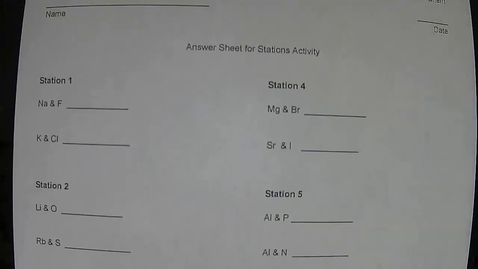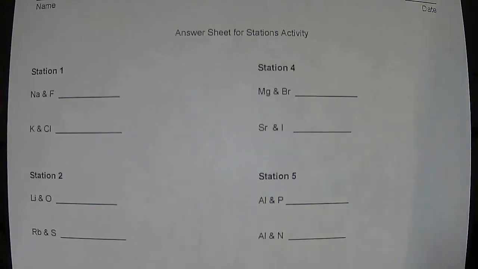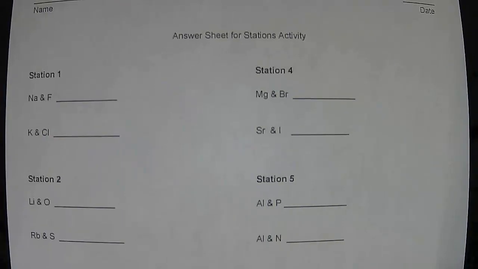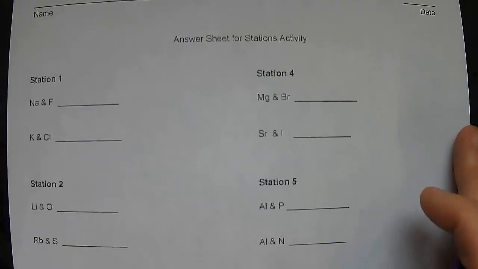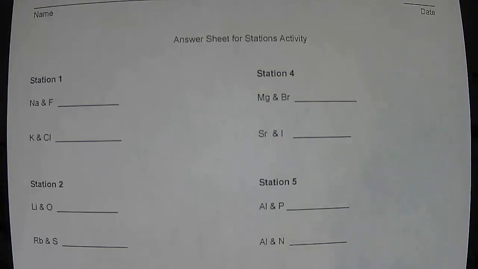Hey everybody, this is the Ionic formula stations activity, and we're going to go over the answer key here using this answer sheet pretty straightforwardly. In order to do this, you're going to need a periodic table. Okay, so let's look at station 1.